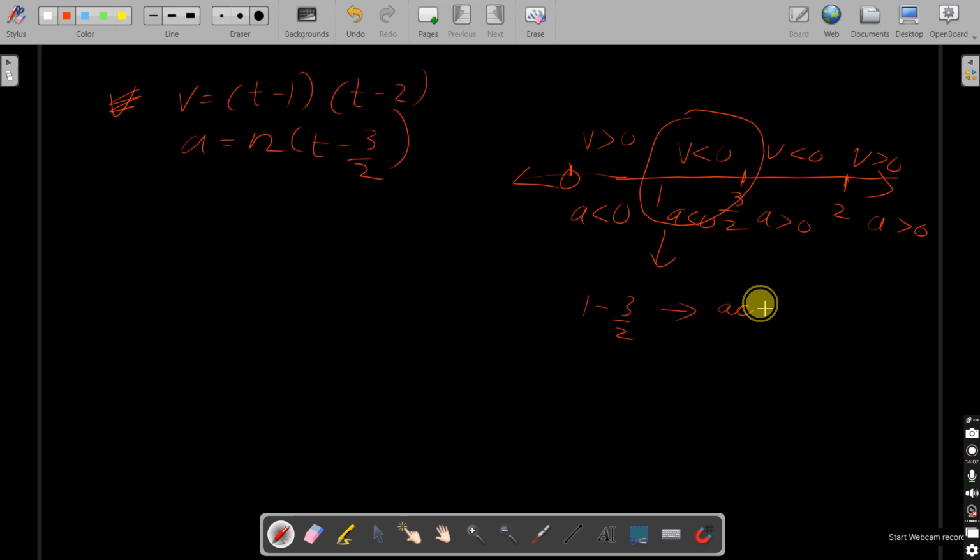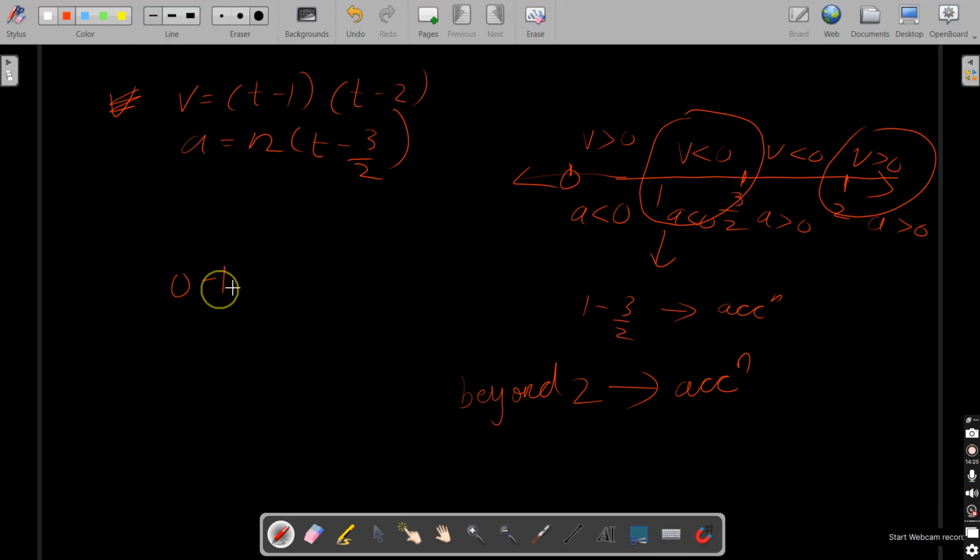Therefore, from 1 to 3 by 2, acceleration. Here again it's opposite, but here you can see it's the same. Therefore, beyond 2, again acceleration. But from 0 to 1, retardation. And from 3 by 2 to 2, it's again retardation.